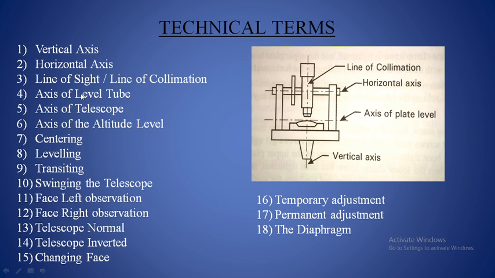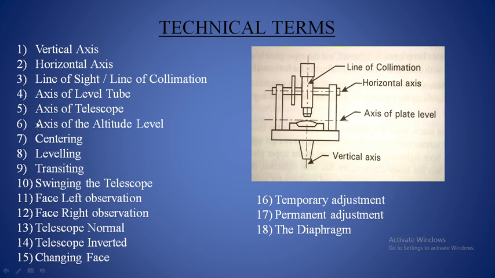So the next one is axis of level tube. The axis of level tube is nothing but the axis of plate level. Here an axis which is passing tangentially to the bubble tube which is placed on the upper plate is known as axis of plate bubble tube, or axis of plate level, and which is exactly parallel to the horizontal axis and exactly perpendicular to the vertical axis.